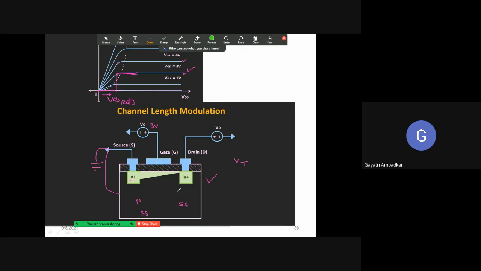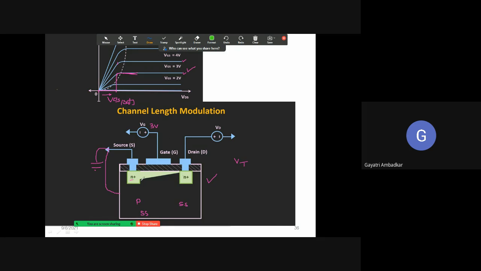So the depletion layer is increasing. When the depletion layer increases, the channel width decreases. Initially, suppose this was your complete channel. But when you have started increasing VDS, the depletion layer has started increasing. Therefore, on the right hand side, that is near the drain, the width of the channel is reducing. So your channel is reducing here.